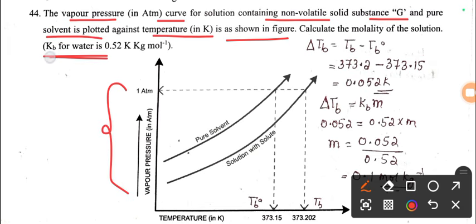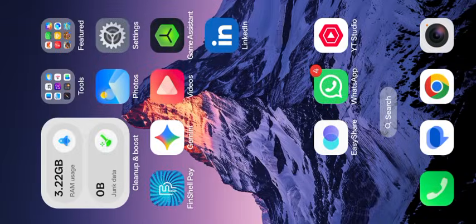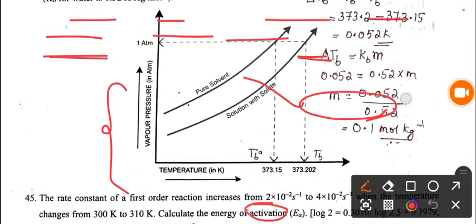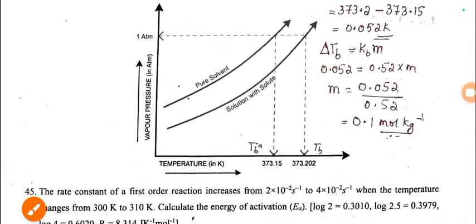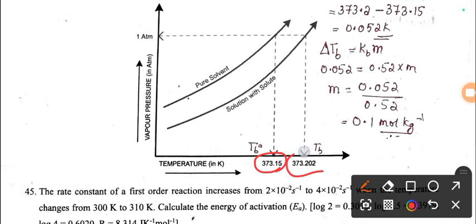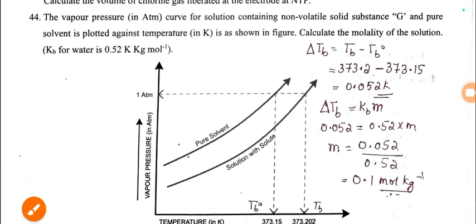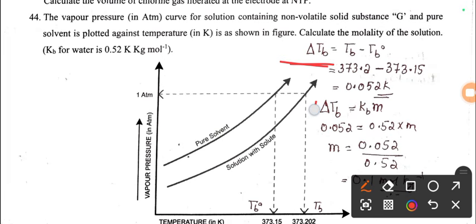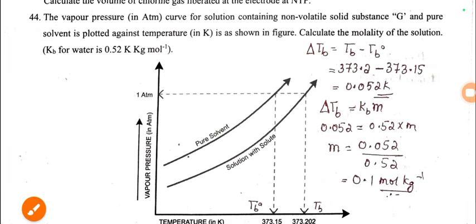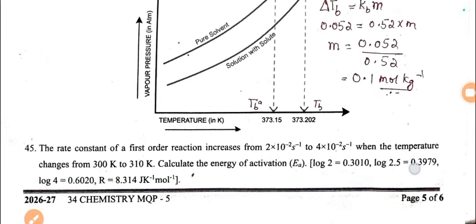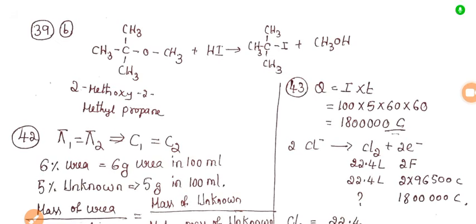Kb is given. So we know the relationship that delta Tb is equal to Kb into m, the elevation in boiling point. First you calculate delta Tb by referring to the two temperatures Tb naught and Tb. You can refer to these two temperatures. By calculating delta Tb, now substitute in this formula and calculate the molality. So molality will be 0.1 mole per kg. 39b answer I have written here.